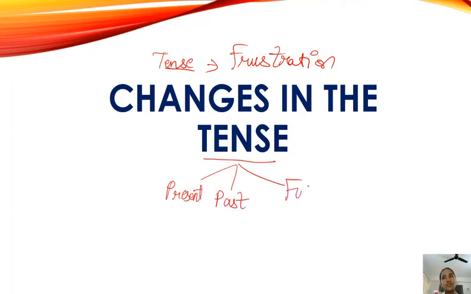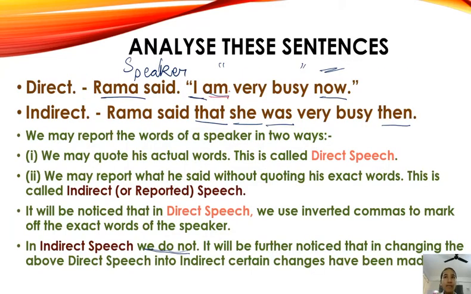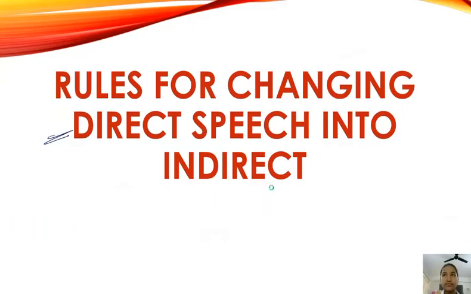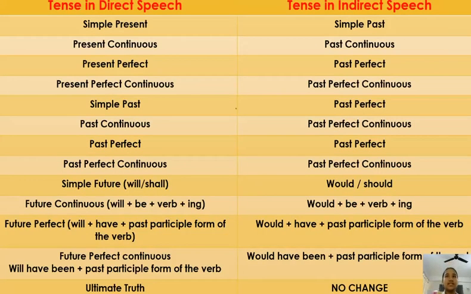Right, so you might have noticed we have made this change: am is your present tense, and it was changed into was, which is your past tense. Okay, so let's see this very simple table, just to understand how the simple present will change into what, and present continuous to past. So what will be the changes? First thing: tense in direct speech, tense in indirect speech.